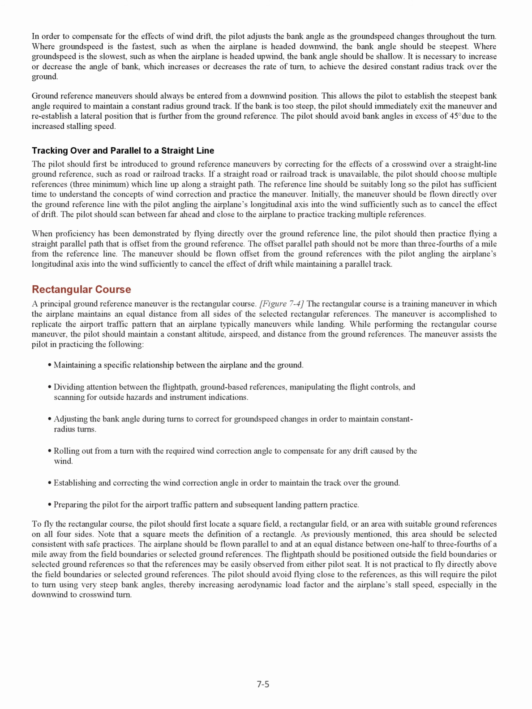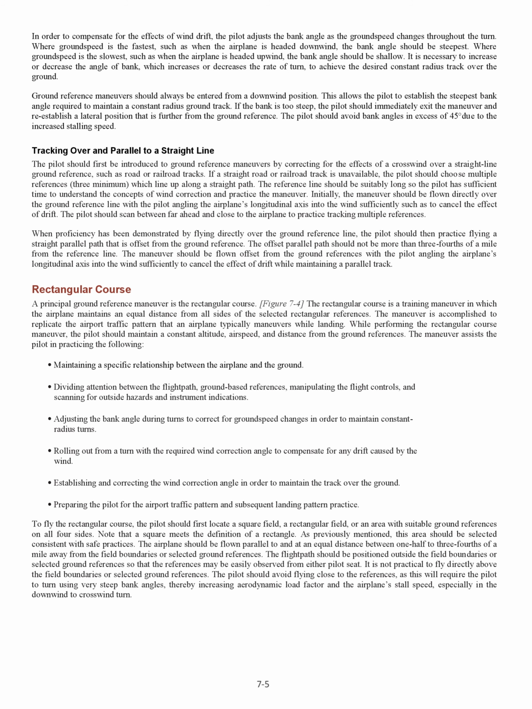The maneuver assists the pilot in practicing the following: maintaining a specific relationship between the airplane and the ground, dividing attention between the flight path, ground-based references, manipulating the flight controls, and scanning for outside hazards and instrument indications, adjusting the bank angle during turns to correct for ground speed changes in order to maintain constant radius turns, rolling out from a turn with the required wind correction angle to compensate for any drift caused by the wind, establishing and correcting the wind correction angle in order to maintain the track over the ground, preparing the pilot for the airport traffic pattern and subsequent landing pattern practice.